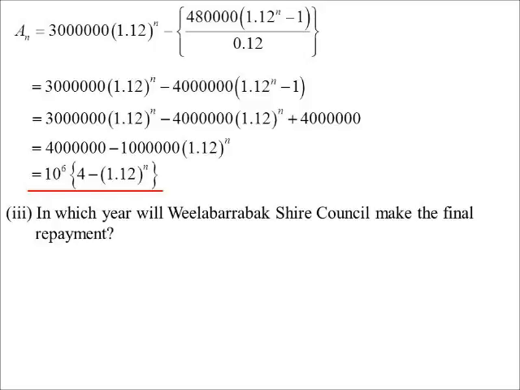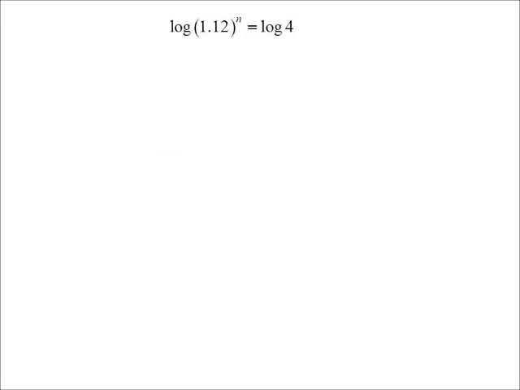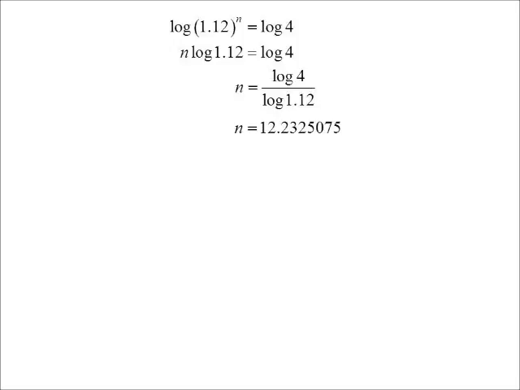So the last bit of the question: in which year will Wheeler Barabak Shire Council make the final repayment? So in other words, when will amount N equal 0? So we just have to solve this little equation. Divide both sides by 10 to the 6. Exponential equation, so we'll log both sides. We can bring N to the front. Divide by log 1.12. Log 4 over log 1.12 turns out to be 12.2325. So during which year?